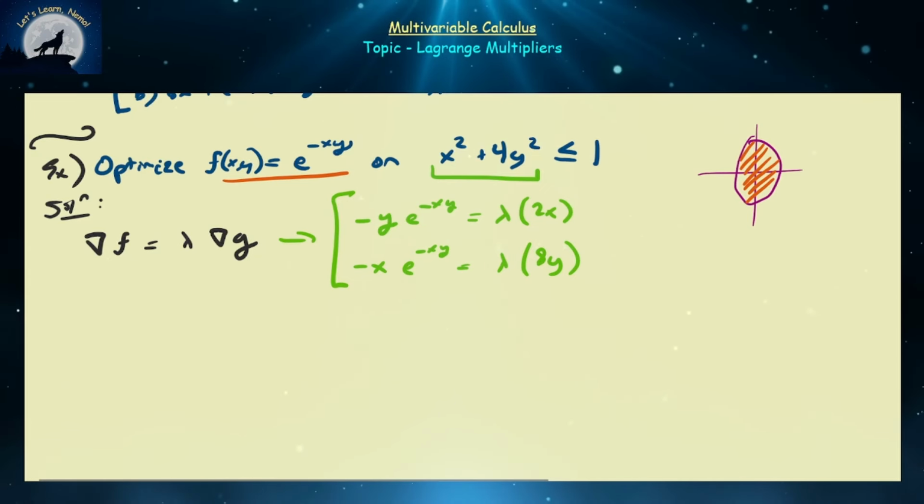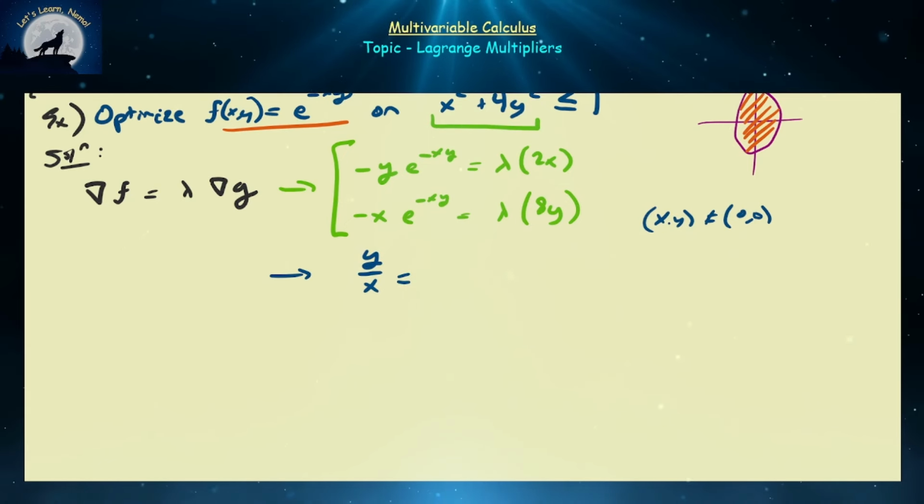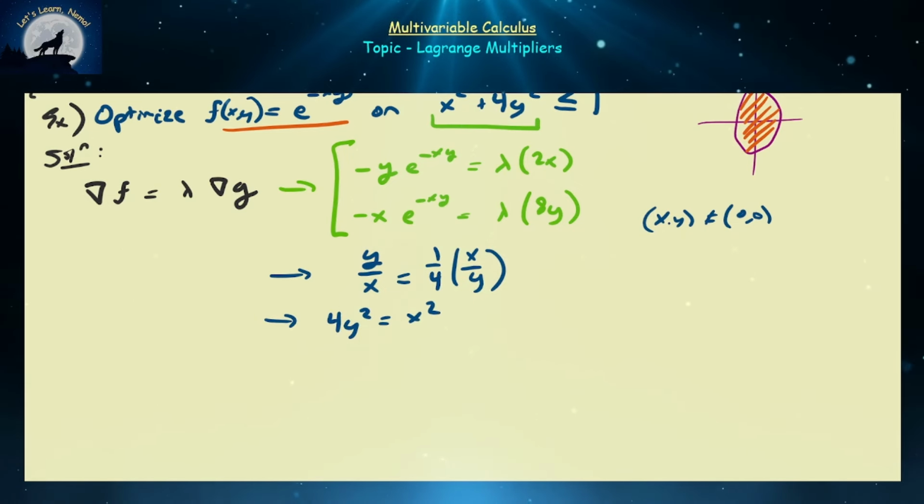Here, because that e to the minus xy is going to cause some problems, I'm going to divide these equations into each other. And one could ask, well, what if x and y are equal to 0? We'll take care of that point in just a moment. So let's assume that (x,y) is not equal to (0,0). If I can assume that, then I can divide these two equations. So I'm going to have positive y over x is equal to, so the lambdas are going to cancel on the right-hand side, leaving us with 2 divided by 8, which is going to be 1 over 4, and then we're going to have x over y. Cross multiply, and that's going to give you 4y squared is equal to x squared. Therefore, x is equal to plus or minus 2y.